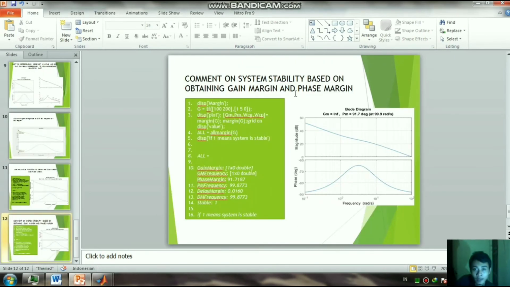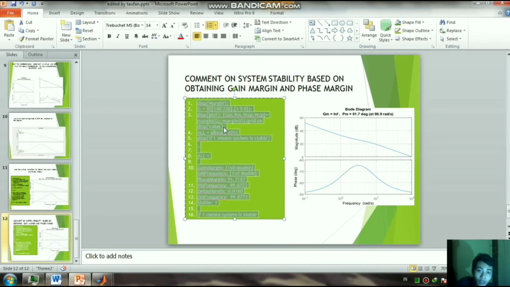Comment on gain margin and phase margin. Previously we can get a phase margin. To determine whether the system is stable, we can use this source code. It can be used to analyze whether the system is stable or unstable.